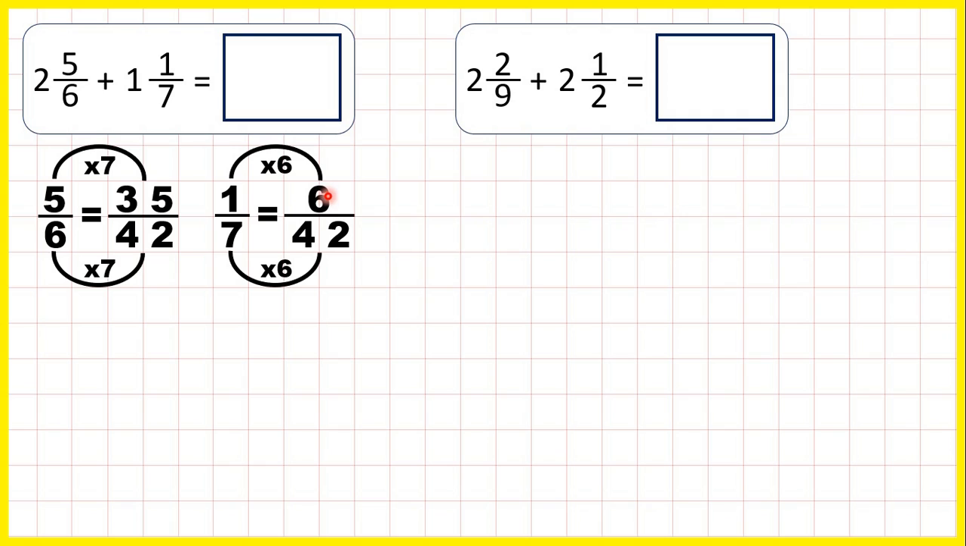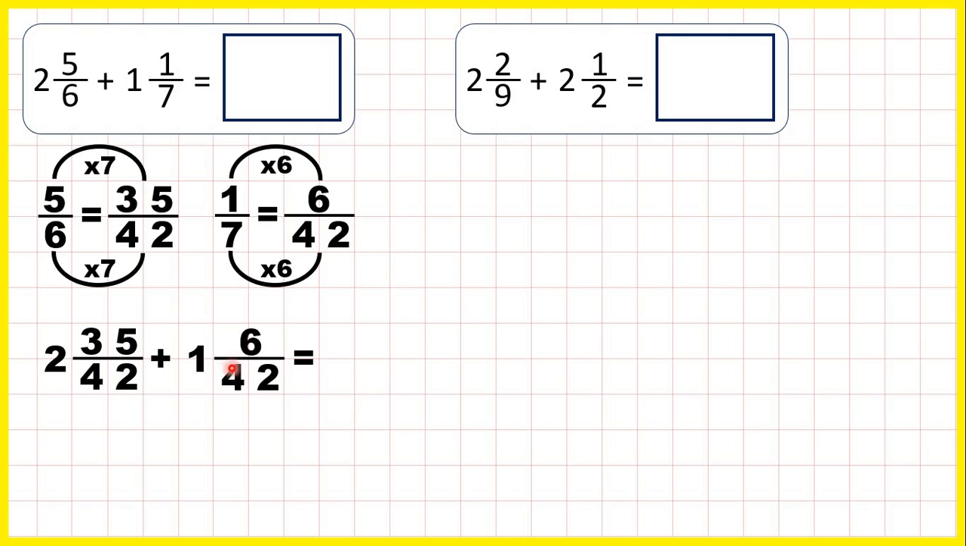So now we can rewrite our question. Instead of 2 and 5/6, we can write 2 and 35 over 42, and instead of 1 and 1/7, we can add 1 and 6 over 42.